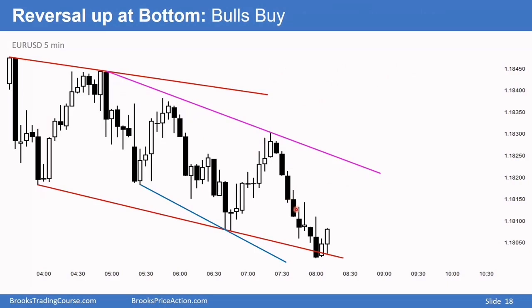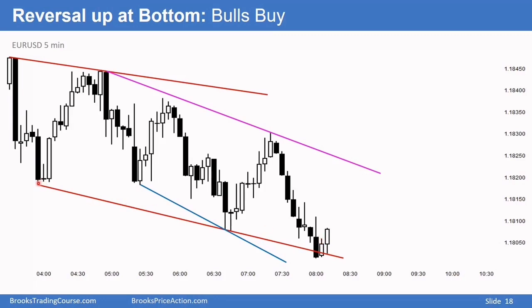And we sold off with good follow through and then a new low. A high 3 pushes up. 1 above this bar, 2 above that bar, and 3 above that bar. And look where we are. We're at the bottom of the channel. It's reasonable for bears to take partial or full profits on the reversal up.